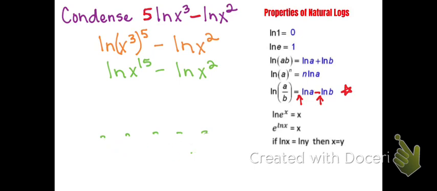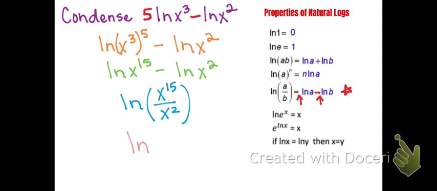Now we can use this quotient property that says when you are subtracting the natural log of two numbers, you can change that into division. So this would be the same as the natural log of x to the 15th over x to the second. And then how can we condense that even further? X to the 15th over x to the second is the same as x to the 13th. We're subtracting those exponents.